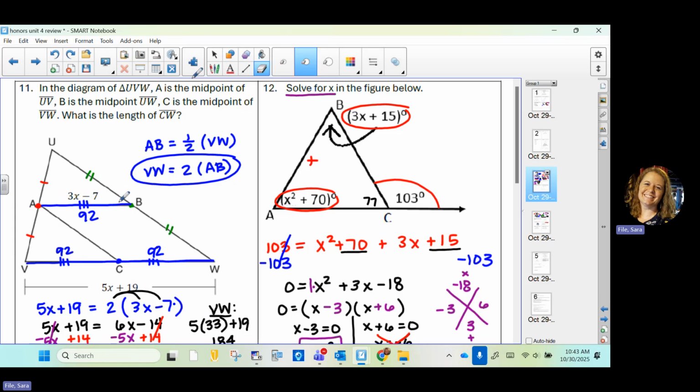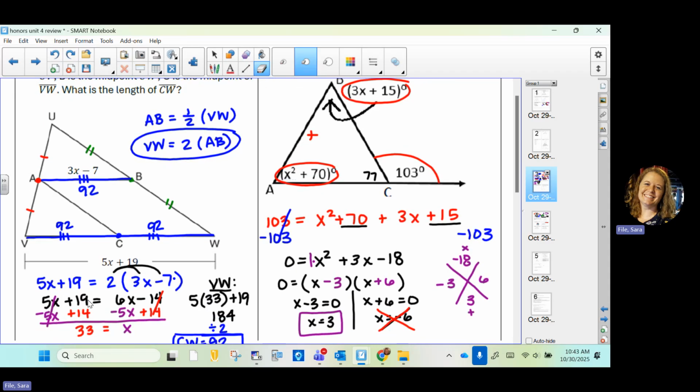So A to B, that's a mid segment. And a mid segment is half of the side that it's parallel to. They're parallel to the third side of the triangle that they don't intersect. So AB is half of BW, or BW is twice AB. You could use either of these to set it up. I circled the one I'm using. I like to multiply by 2 rather than half. So I'm going to set up VW is twice AB.